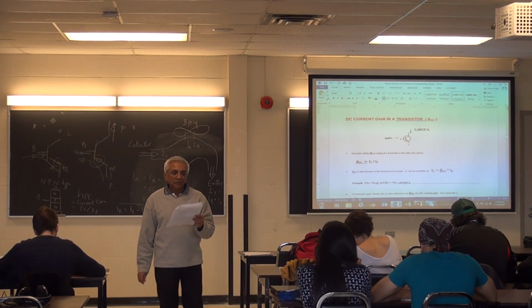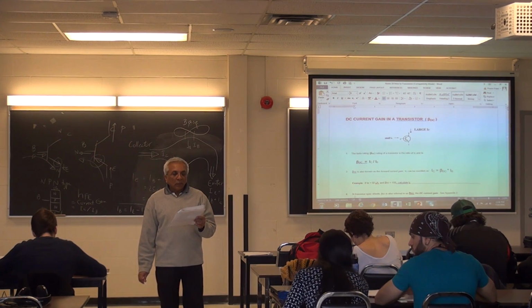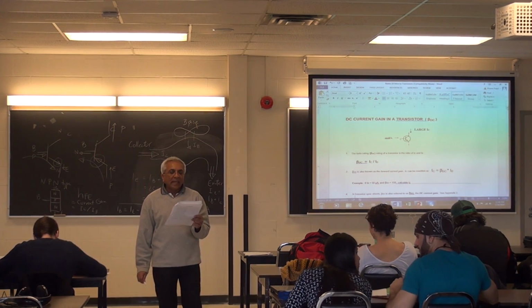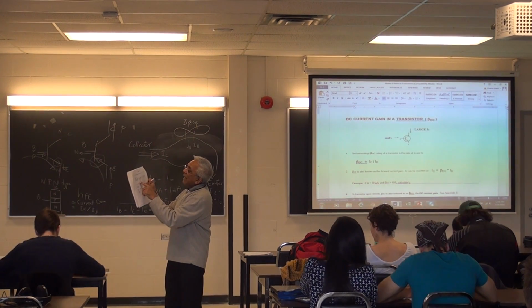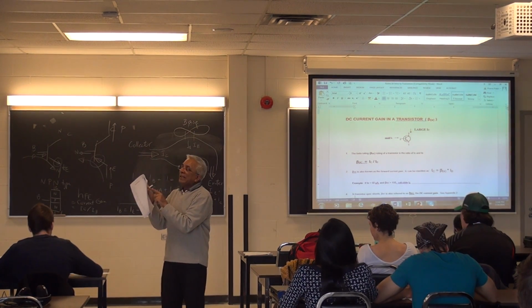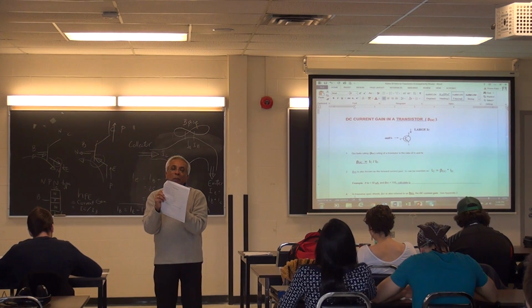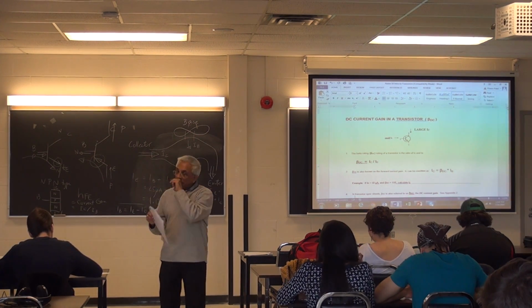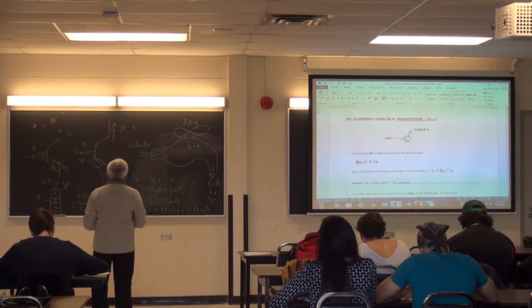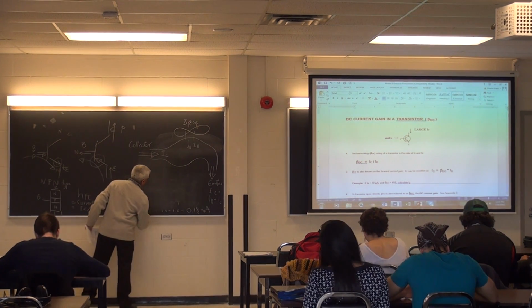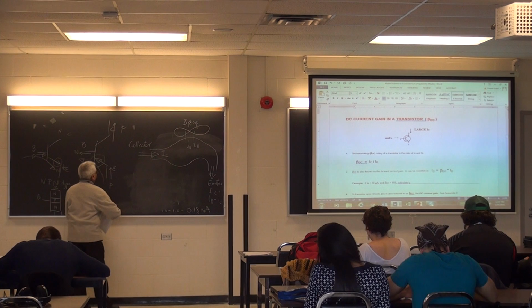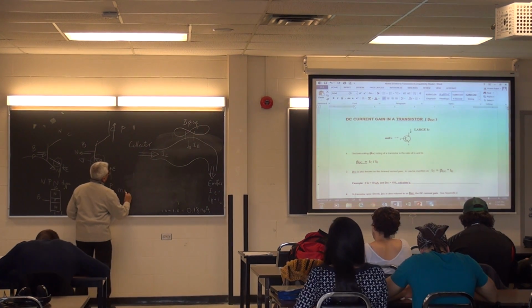And for an IC of 10 milliamps, if you look at the table, what kind of gain do we have between minimum and maximum? What's the minimum value? 100. Minimum is 100. Maximum is 300.